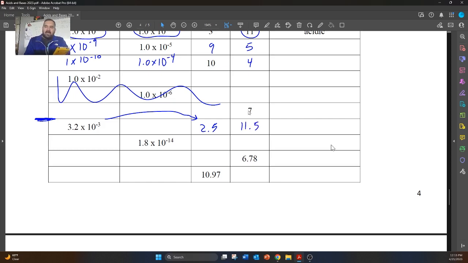Now that we have our pOH, we can calculate our hydroxide concentration. That's just going to be 10 to the power of negative 11.5, which gives you 0.0316. And then you're going to need to convert that to scientific notation. That's going to be 3.1, or 3.2 actually, 3.2 times 10 to the power of what? 10 to the power of minus 12.